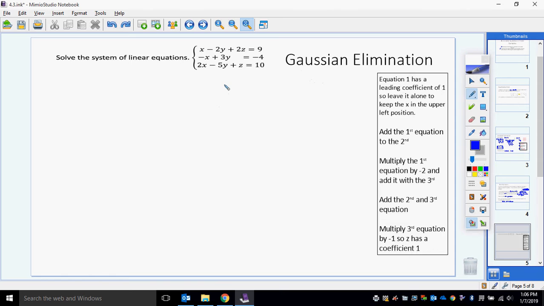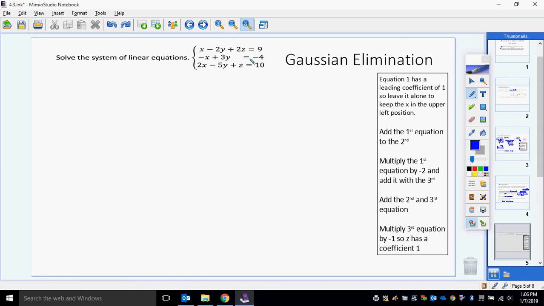So to start off, remember, our goal here is to first get it in row echelon form, which means the first equation has to have a 1x, and then it doesn't matter what comes after that. So it looks like our equation 1 is good. The leading coefficient here is 1, and it has an x.